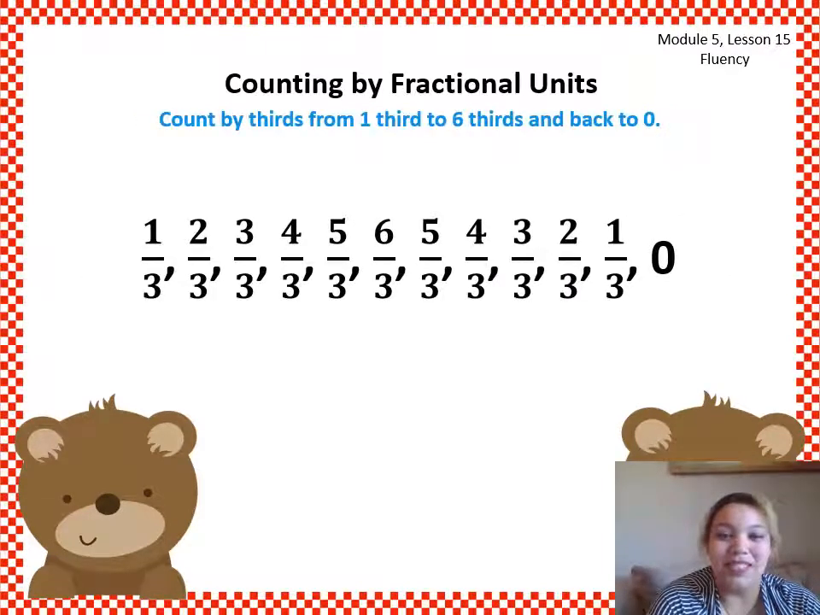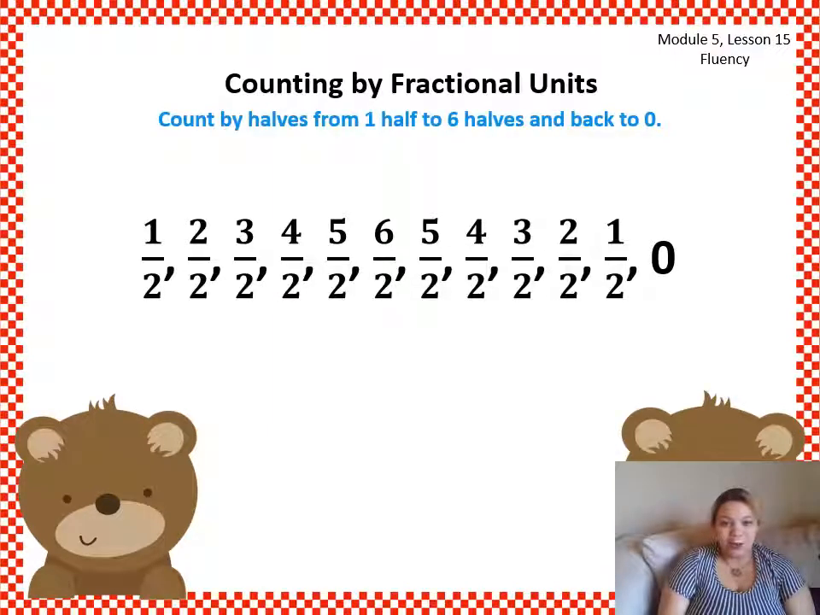Let's do the same thing, but with thirds. Ready? 1/3, 2/3, 3/3, 1 whole. 4/3, 5/3, 6/3, 2 wholes. 5/3, 4/3, 3/3, 1 whole. 2/3, 1/3, 0. Done.